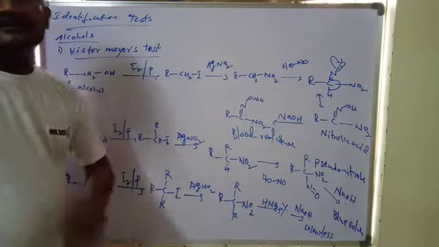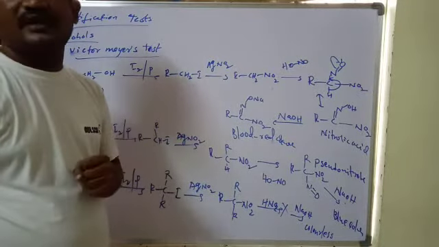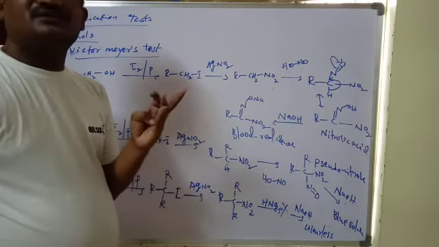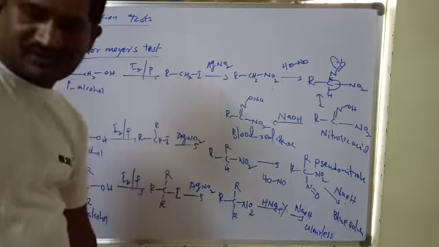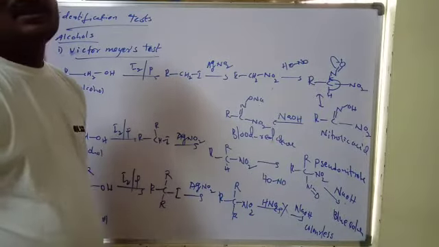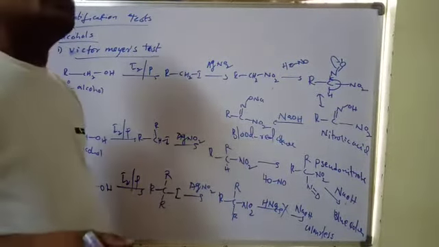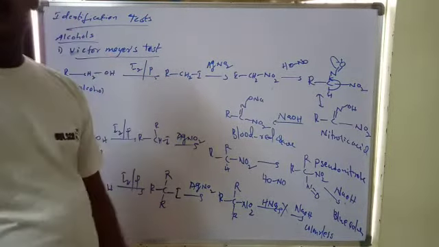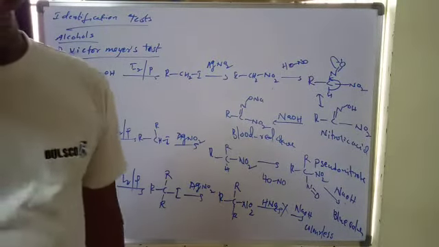And also, already we discussed the Lucas test, Lucas reagent, anhydrous zinc chloride plus HCl. Tertiary alcohols immediately form turbidity. Secondary alcohols form it after 5 to 10 minutes, and primary alcohols do not form it at room temperature but form turbidity at high temperature. This we already discussed in the Lucas reagent.